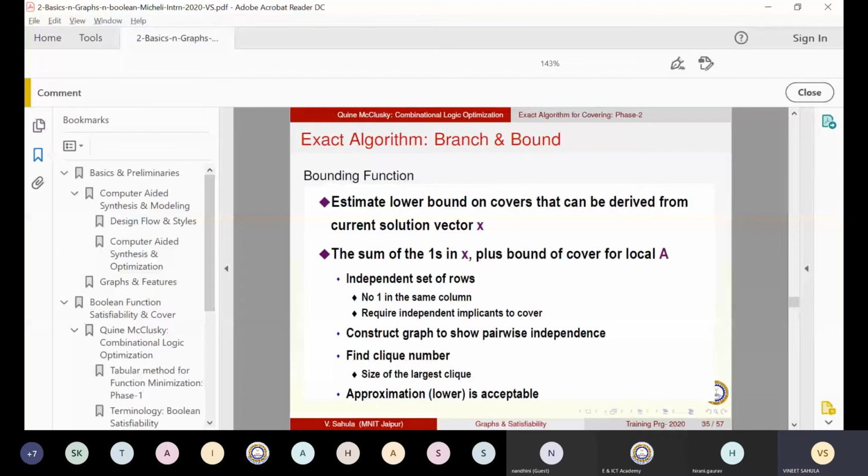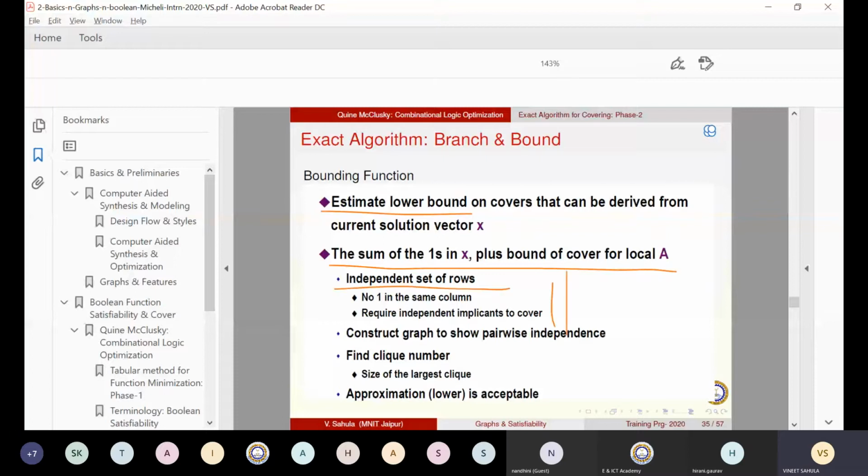So you can see here the estimate of bound, lower bound is done and we sum the number of ones. So the first estimate is number of ones in a row, right? And what we see here is independent set of rows. You can check in any matrix that way, right? And you have to construct a graph to check pairwise independence so that we can make a larger group of independence that way, right? Okay, let us do it.